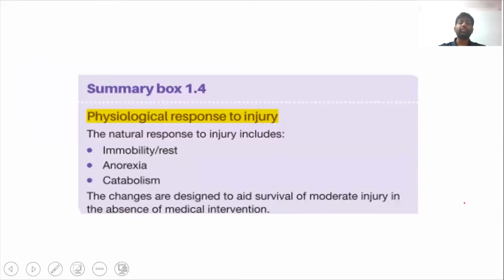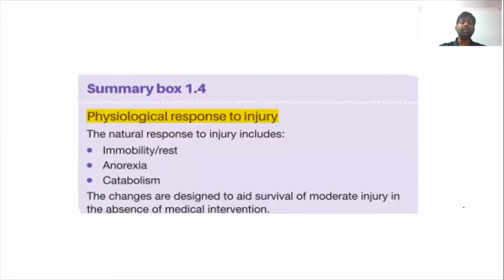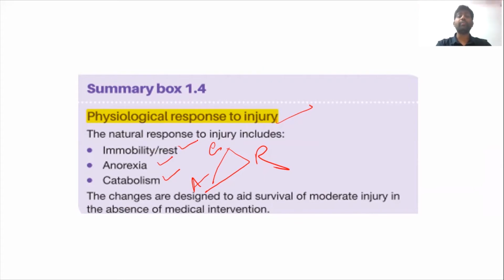Now, what happens subsequently? Whenever we hear about this CARS, it should also remind us of another mnemonic mentioned in Bailey and Love about the physiological response to injury. What is the triad of the physiological response to injury? This is again a CAR: catabolism, anorexia, and rest. This is another card that is simultaneously asked in the exam. Remember, this is taken from Bailey and Love. So whenever you hear about the CAR, this should also come into your mind, a mnemonic just to remember them.